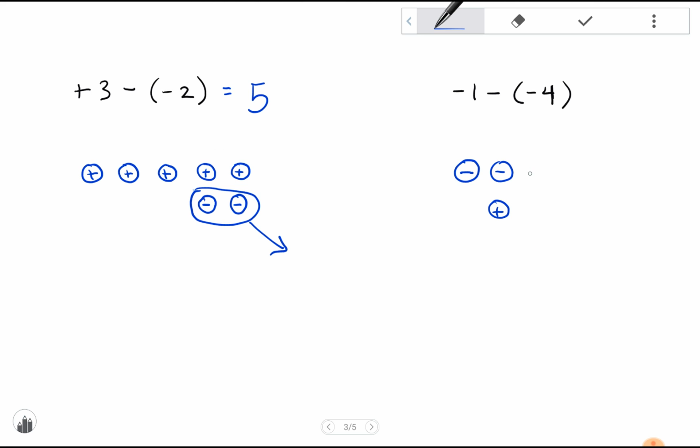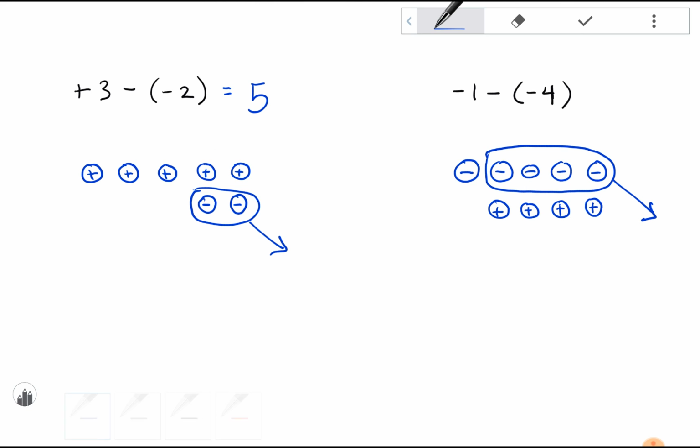So we're going to add 1, 2, 3 more pairs. All of these pairs add up to 0, so this is still negative 1. We want to subtract negative 4. So we want to take away negative 4. We want to remove negative 4. And we're left with 1 negative and 1, 2, 3, 4 positives.